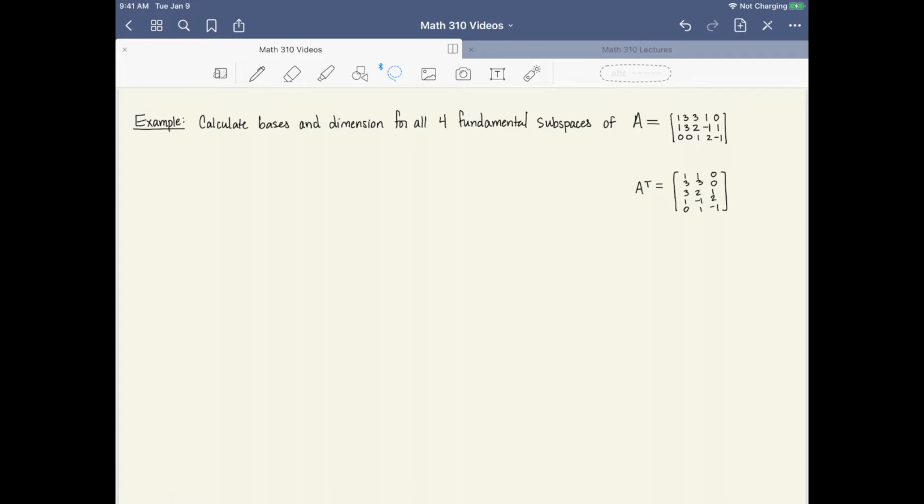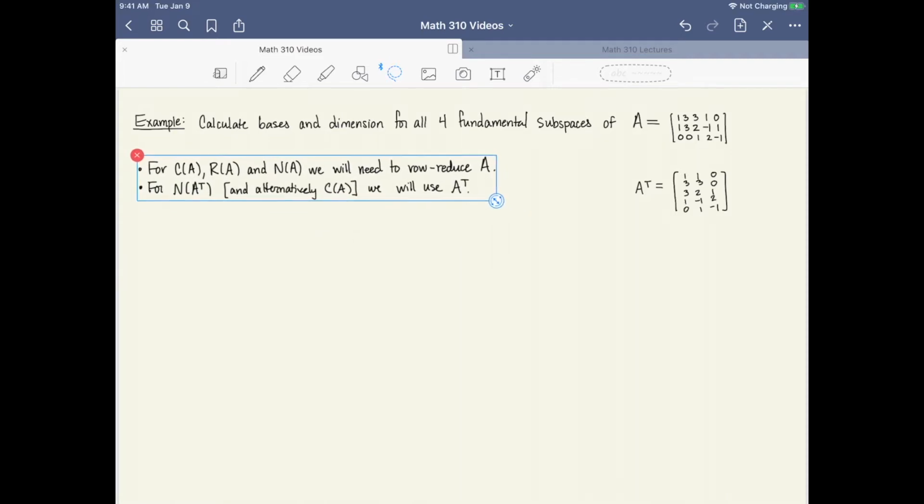Where are we going to use A and A transpose? Well, we're going to be calculating the column space, the row space, and the null space, that's C, R, and N, using A. We'll use the transpose when we get around to calculating the left null space, which is denoted N of A transpose. There's an alternative method for calculating the column space from A transpose, but we're going to be doing everything mainly with A until we get to the left null space.